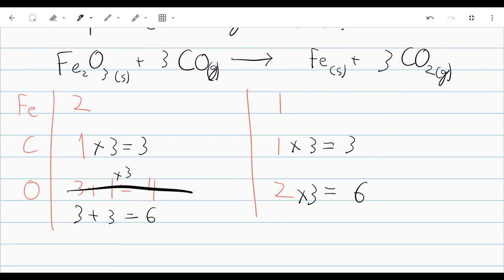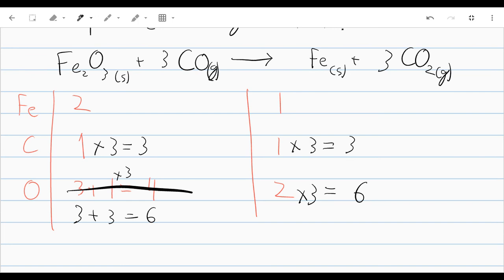So what I did there is I know that the carbon is only found in carbon monoxide and carbon dioxide. So I'm just going to progressively up the number. I tried it with 2 first, 2 doesn't work. Then I'm going to put them both up to 3 at the same time, and 3 happens to work out. So that works for us quite nicely.